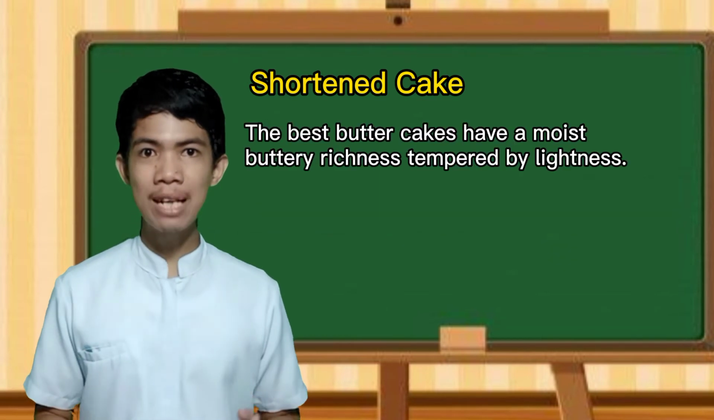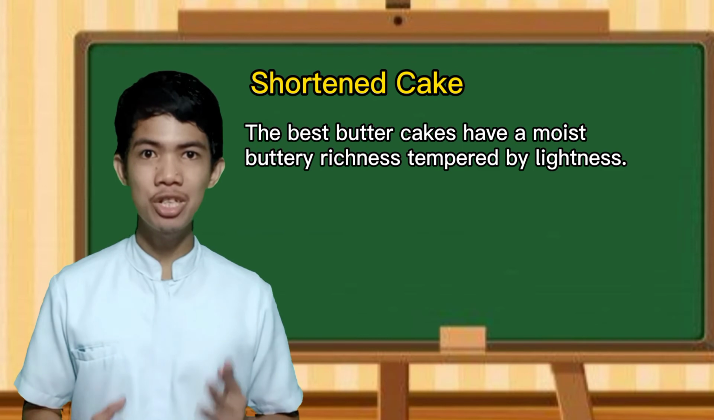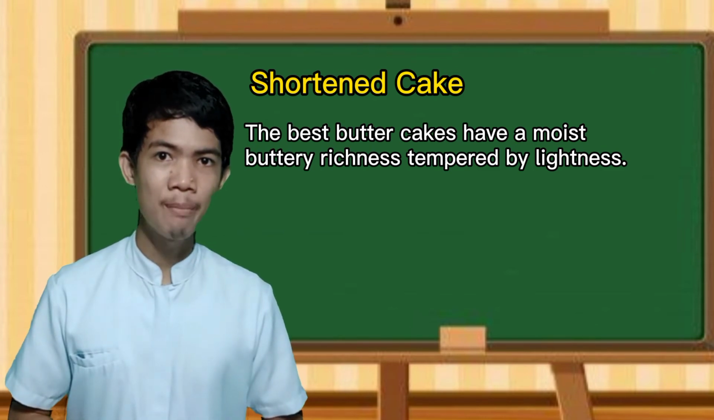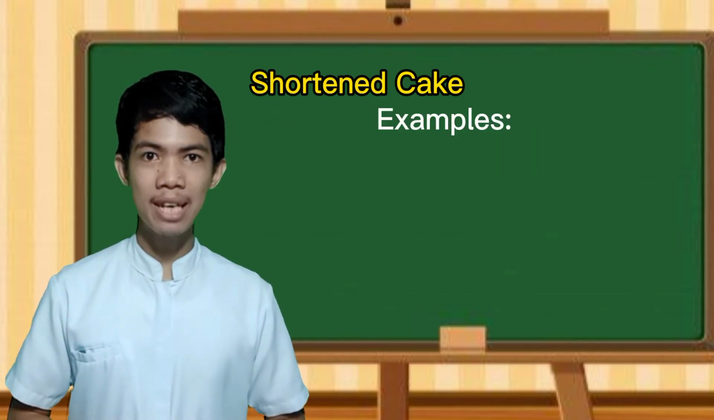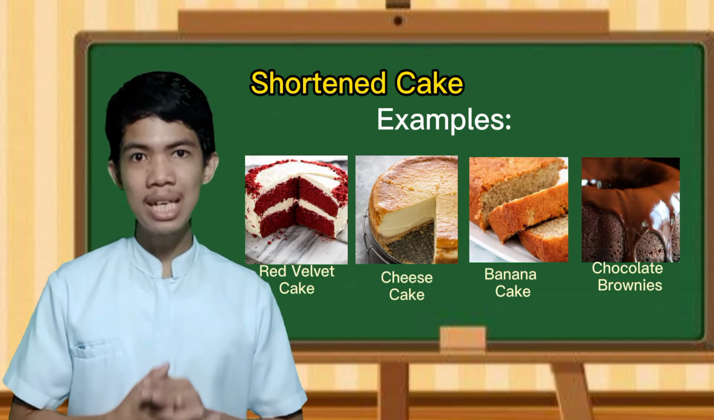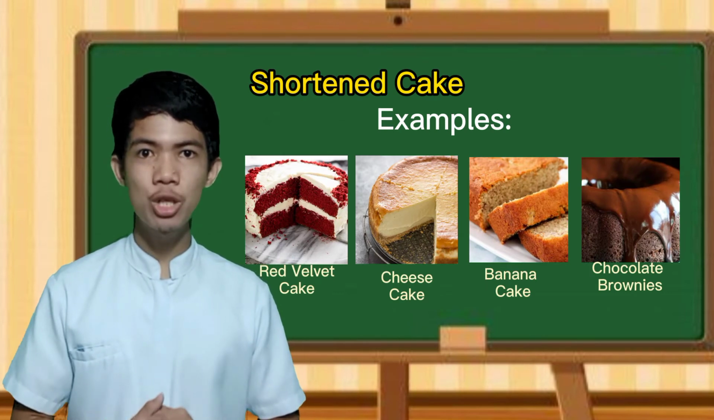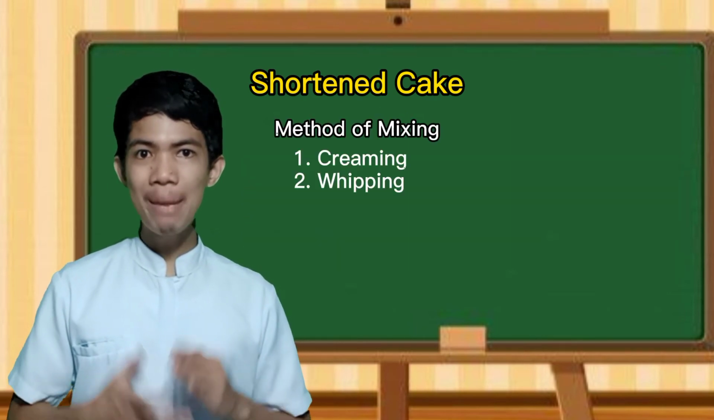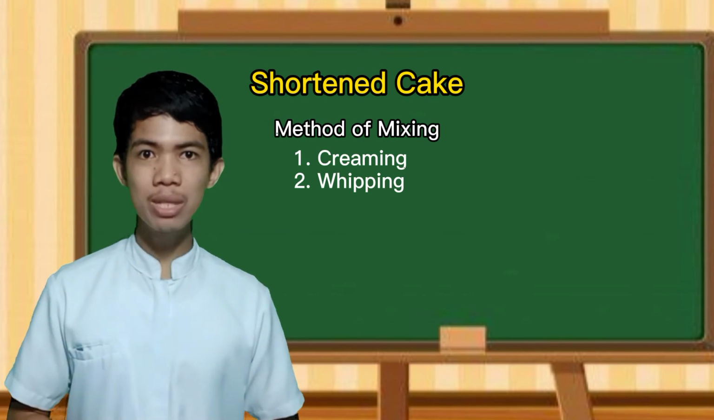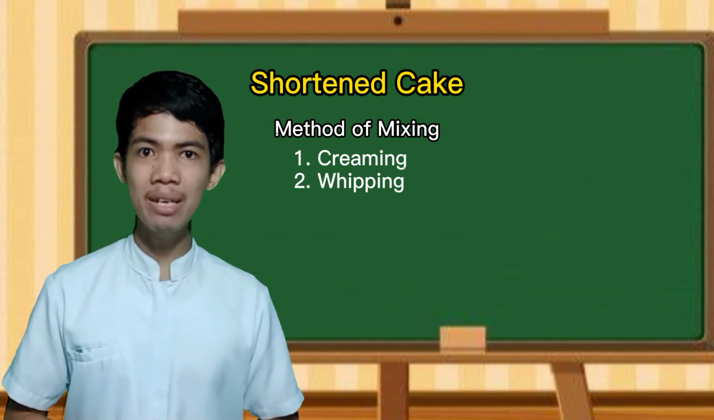The best butter cakes have a moist buttery richness tempered by lightness. Some examples of shortened cake are red velvet cake, cheesecakes, banana cake, and chocolate brownies. The methods of mixing that are used in this type of cakes are creaming and whipping.